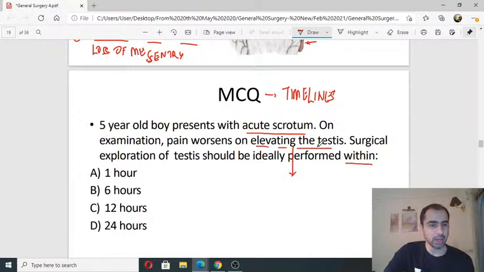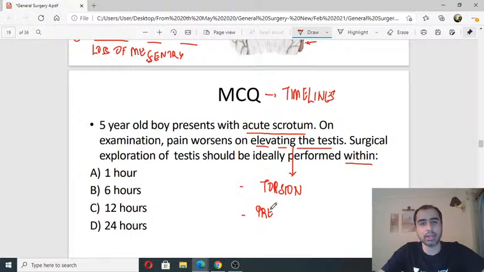Ragini and Shivani and Nias and Be Cool, everybody is saying 1 hour. Nurel is saying 6 hours. What is this disease? Acute scrotum. Very good. This is testicular torsion. Excellent, guys. Excellent. And what is this test that I did? Pain worsens on elevating the testes. What was that? Prehn's sign. Absolutely right. That is called Prehn's sign.